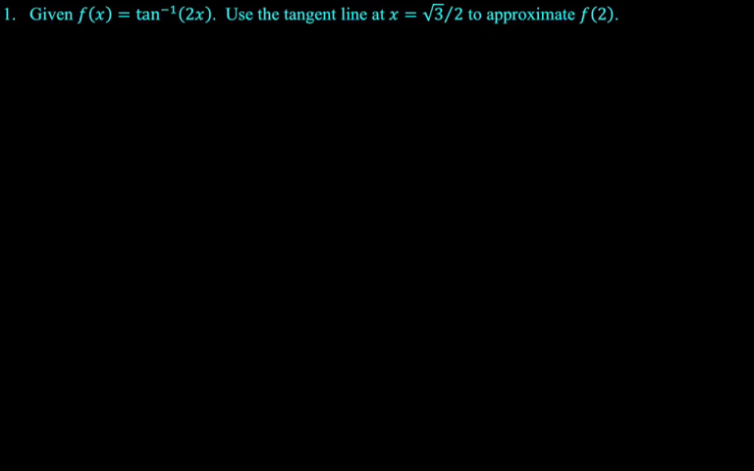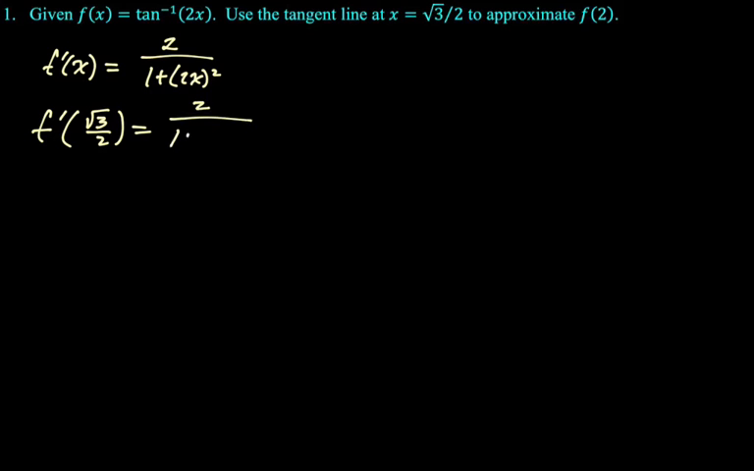The derivative of arctan in general is 1 over 1 plus u squared times the derivative of u. So in this case, the derivative of u is 2, so 1 plus the quantity u, 2x, squared, which you can simplify if you want to, but in this case, because of what we're plugging in, it's actually easier not to simplify that, I think. I'm going to let x equal root 3 over 2, and then 2 times root 3 over 2 is just root 3. So that's going to be 2 over 1 plus 3, so 2 over 4, which is 1/2.